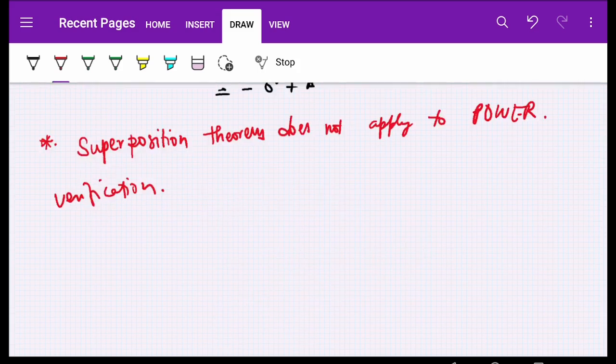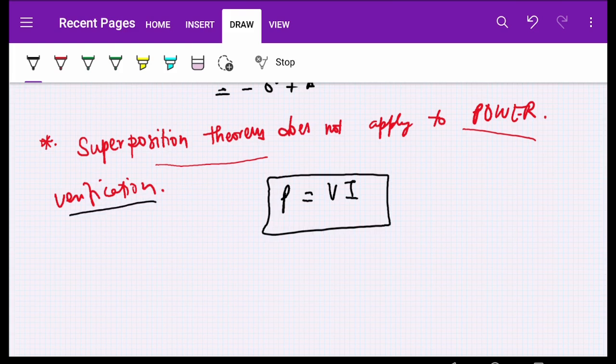One important point we have to remember in the case of the superposition theorem is that the superposition theorem does not apply to power. What is power? Power equals V into I. So you can verify this.